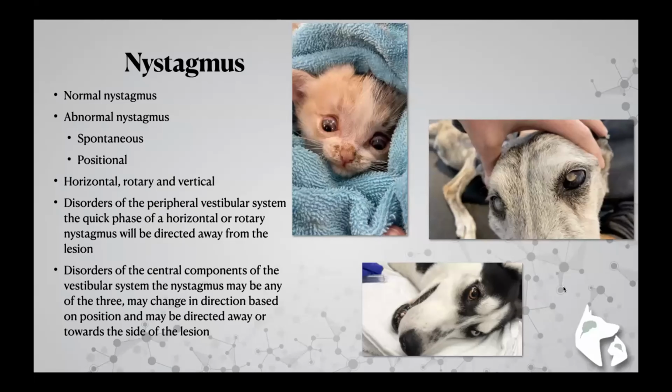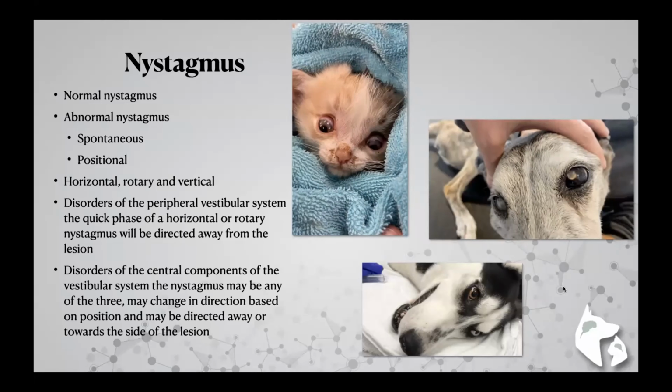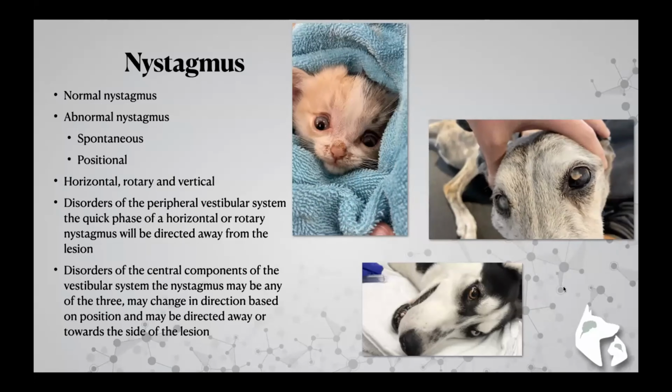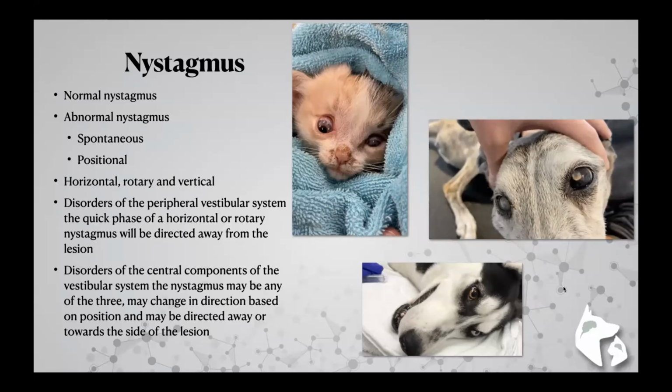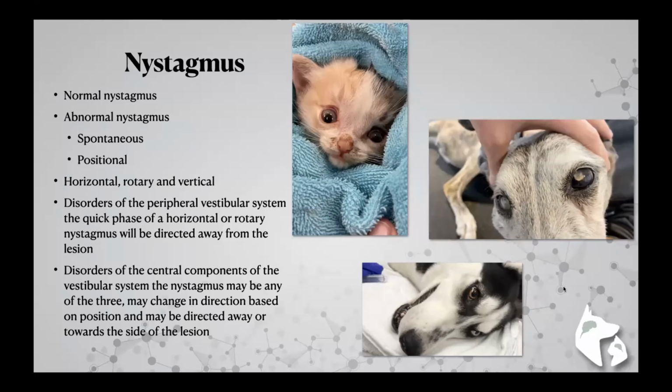So this is a rotary nystagmus. You can see that the dog's eyes are rotating along the central axis. That's the way I describe it to the owners: it's like the eyes are flicking back and forth between 12 and 1 o'clock on a hand. So it's kind of rotating this way.